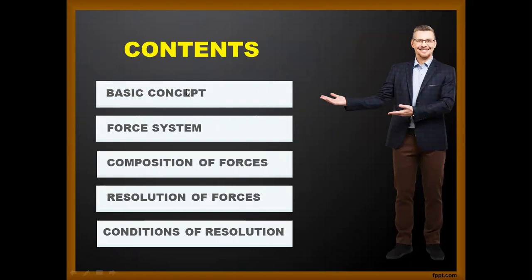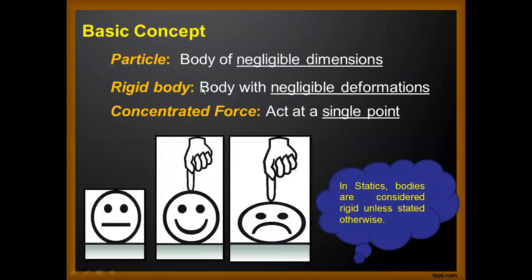These are the contents I'm going to discuss today: the basic concepts used in engineering mechanics, the force system, what are the different types of forces available in engineering mechanics, and the composition of forces and resolution of forces, that is how to resolve the forces and how to determine the resultant of the system. And also we are going to talk about the different conditions which exist for the resultant to solve the problem. First of all, let me define what we mean by engineering mechanics.